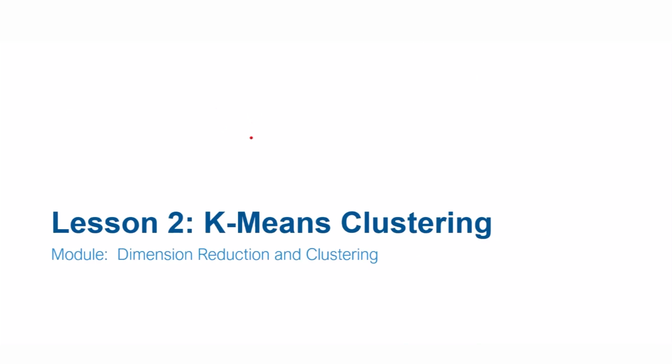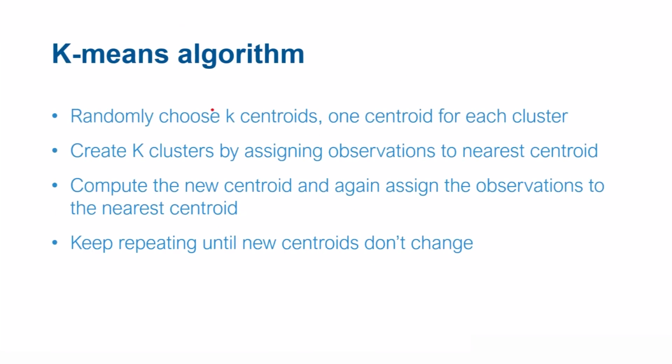In this video, we'll briefly introduce the concept of k-means clustering to the extent needed for understanding the implementation. The following steps are required to construct k-means clusters. First, we randomly choose k centroids. That is a choice of the researcher. For each cluster there will be one centroid.